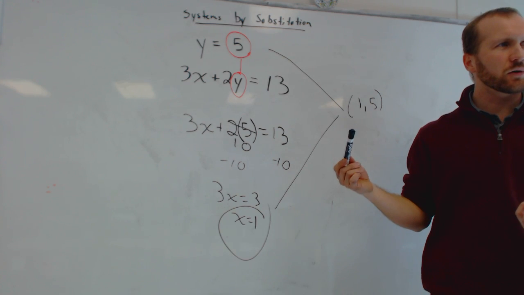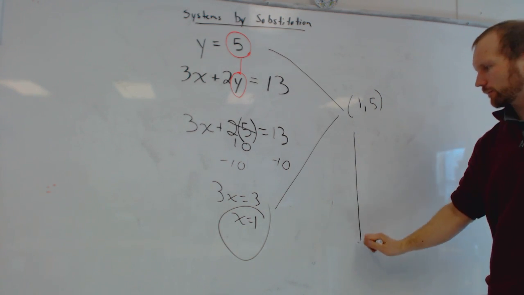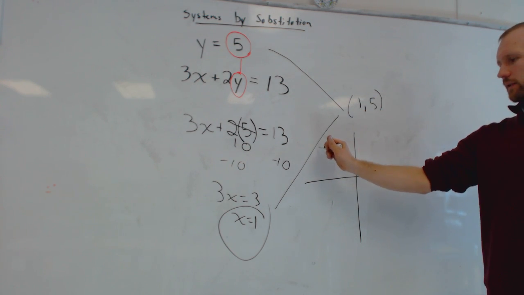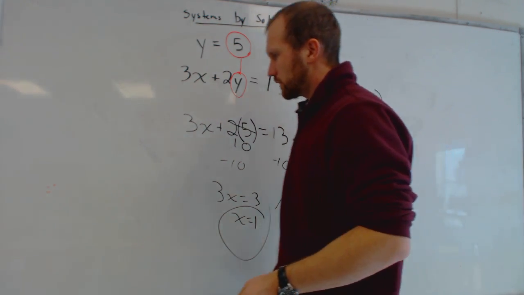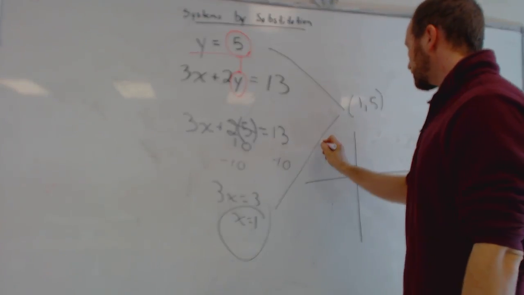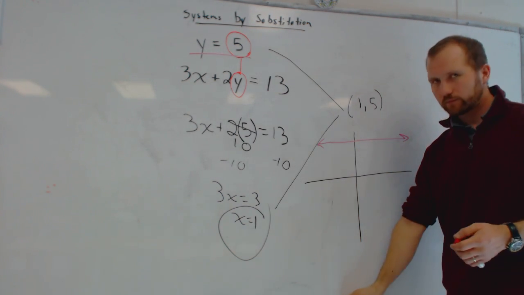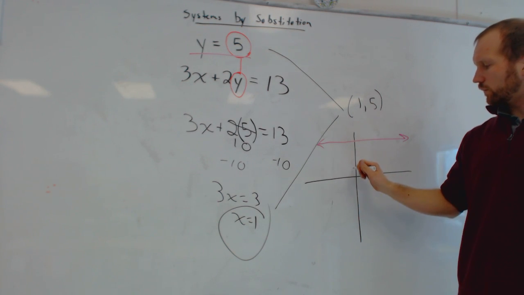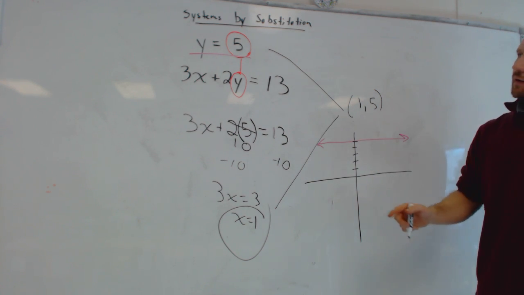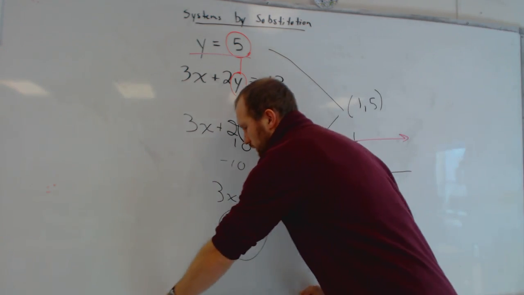Let's just graph it though, just so you can see that it really is true. Y equals 5 is a line like this. Let me use color. So y equals 5 is a line like this. 1, 2, 3, 4, 5. 3x plus 2y, let's use red.